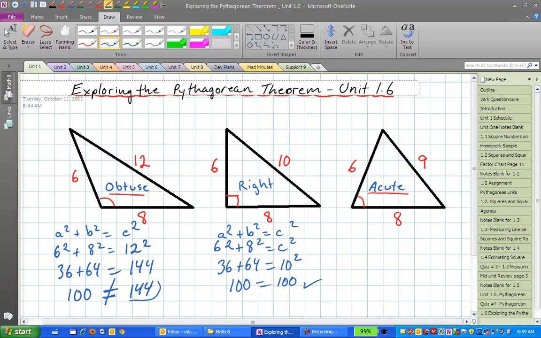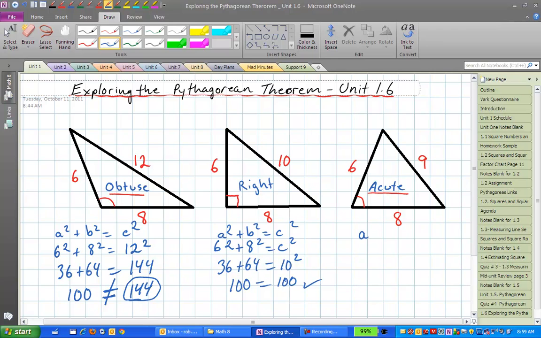So the Pythagorean theorem doesn't work for obtuse triangles. And what you notice here is that the area of the square on side c is larger than the areas of a and b combined. So we know it's an obtuse triangle when the square of the longest side is larger than the squares of the two shorter sides.